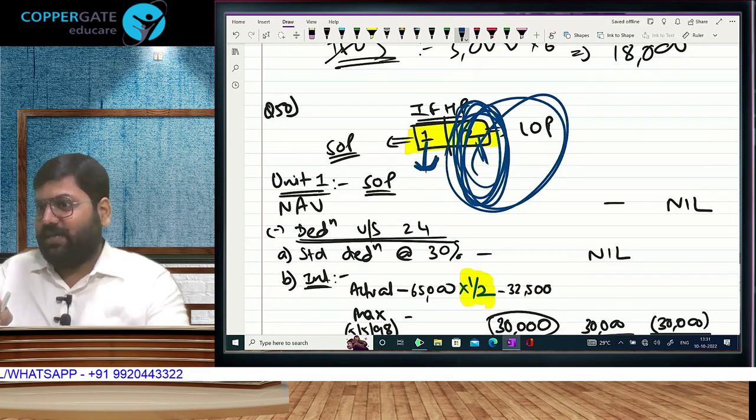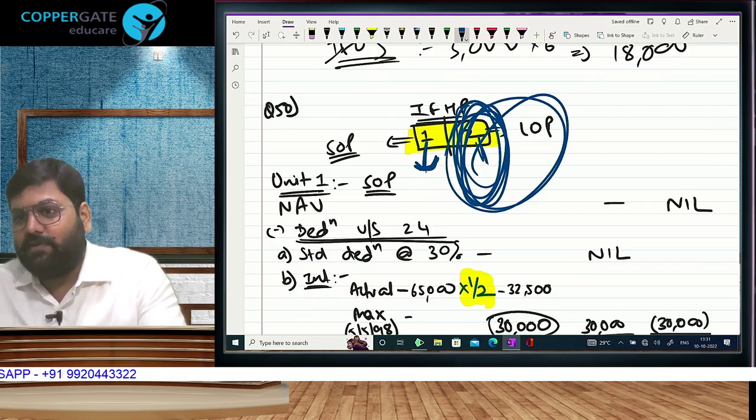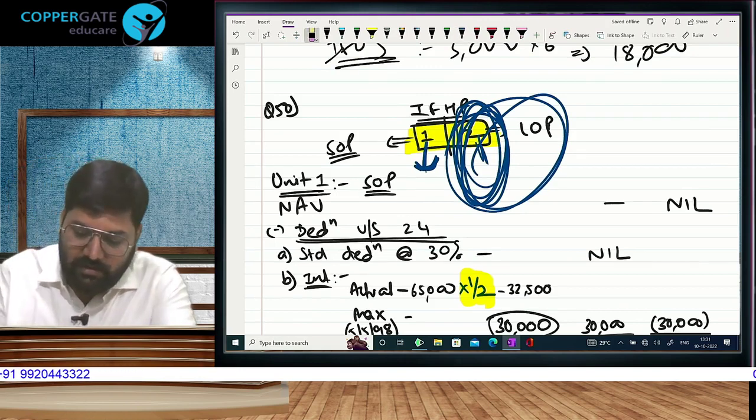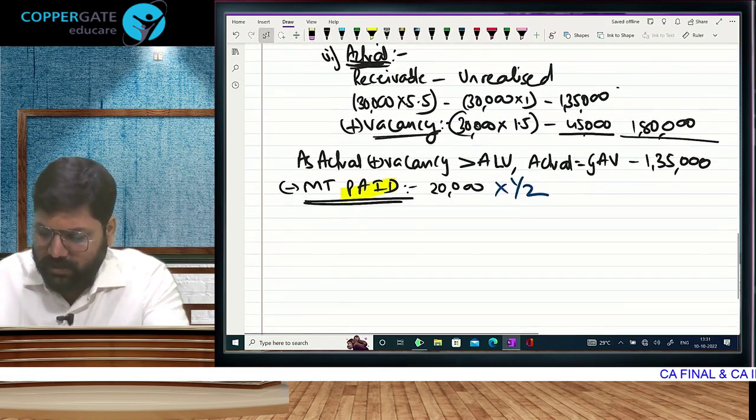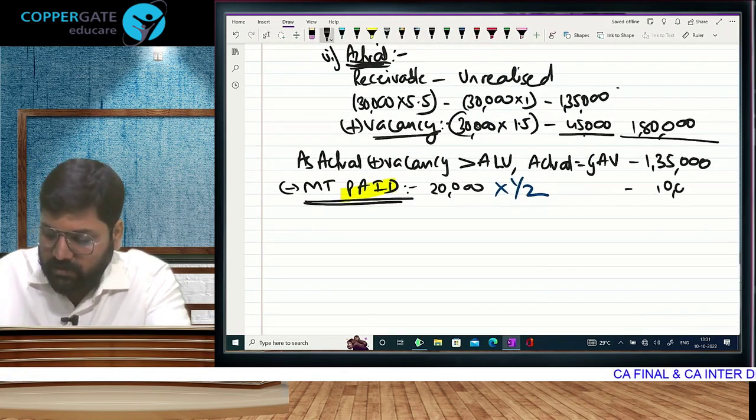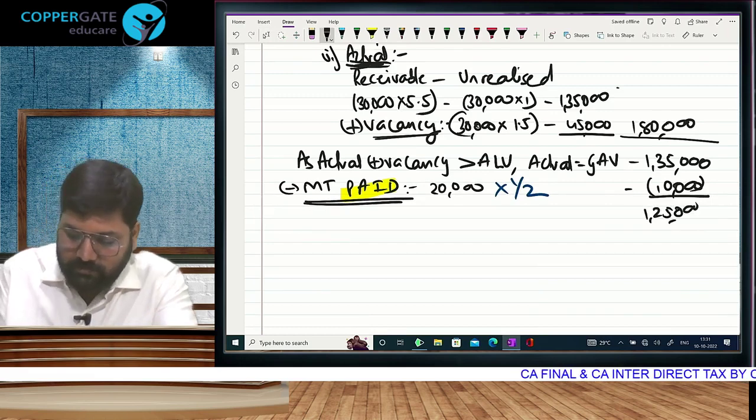If the full house was let out, the full 20 will be allowed as a deduction. Is that correct or not? Okay, no problem. But now you are clear that the deduction will be only 10,000. So 125 will become my NAV.